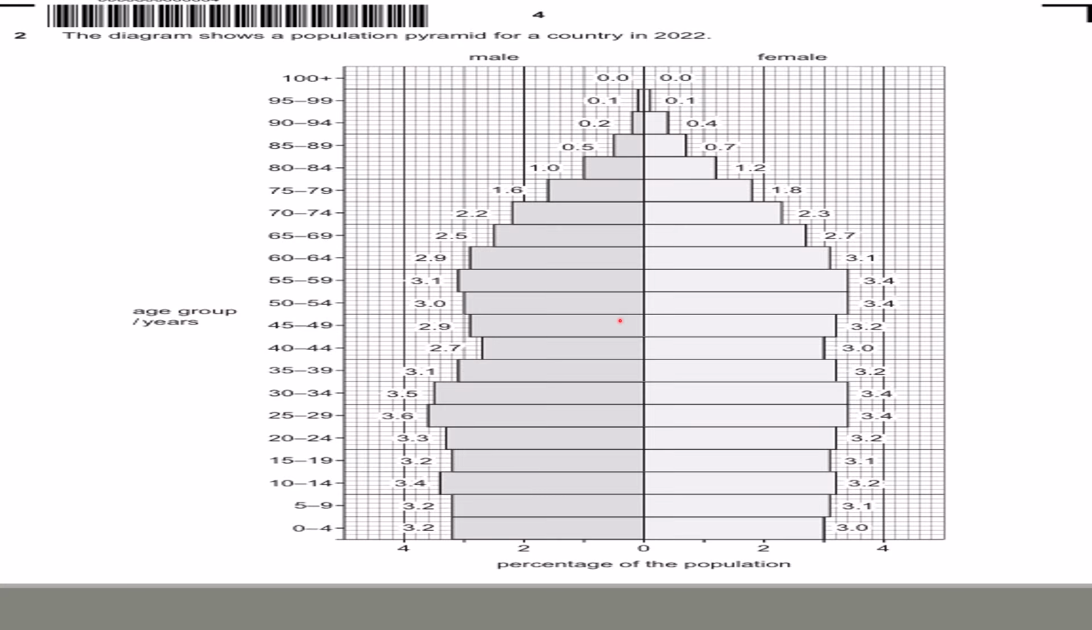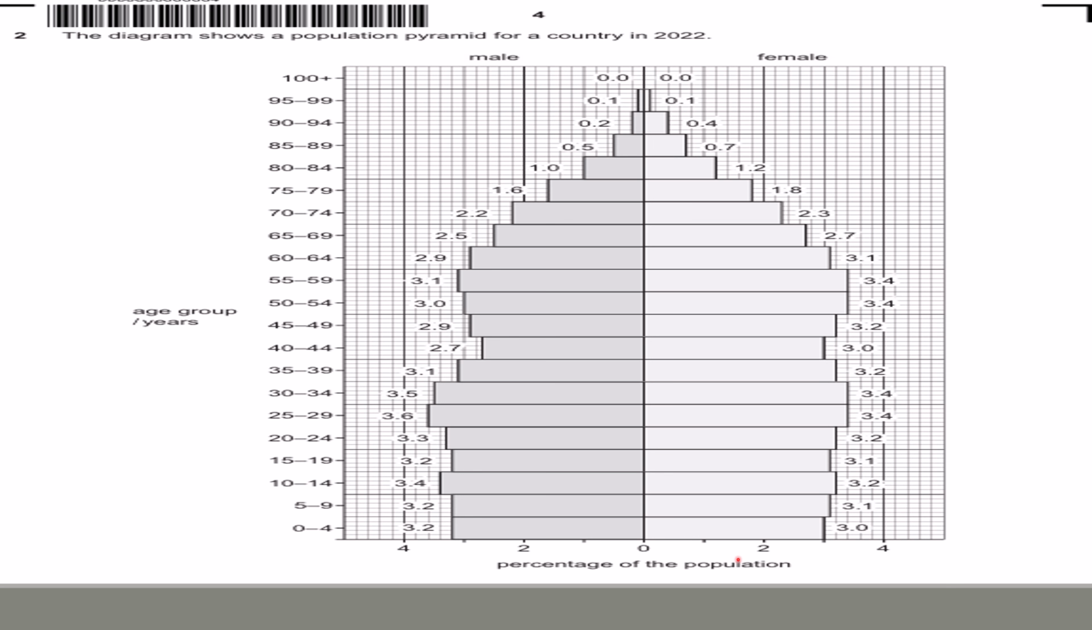So step 1 is identify key features of the pyramid. First, always look at the labels. The left side shows males and the right side shows females. The vertical axis shows age groups from 0 to 4 up to 100 plus. The horizontal axis shows percentage of the population. This information helps you understand how the data is organized.